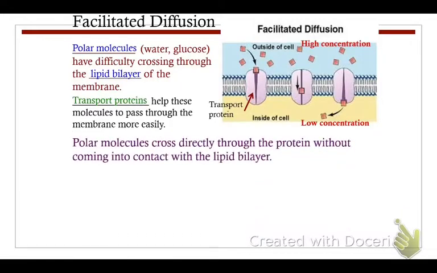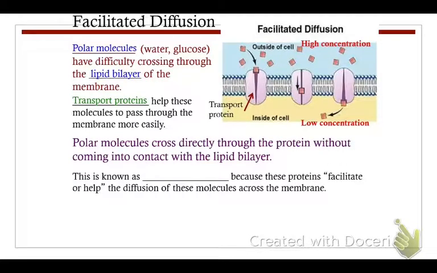Very exciting, I know. Polar molecules cross directly through the protein without coming into contact with the lipid bilayer. All right? It's like a little tunnel. That just makes it easier to cross through. This is known as facilitated diffusion because these proteins facilitate or help the diffusion of molecules across the membrane.